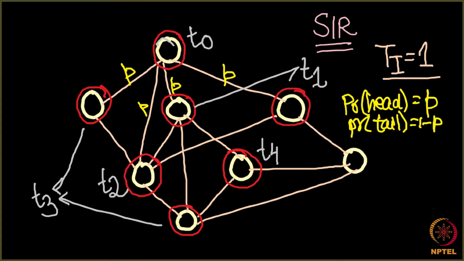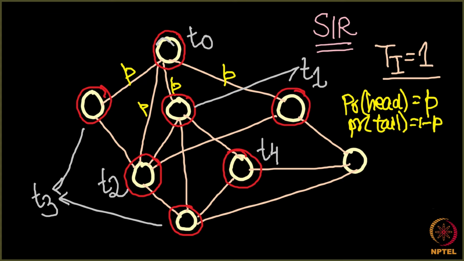Now, the percolation model asks you the question: can you remove this notion of time from here? It seems to be a very dynamic process. Everything is running dynamically: time 1, time 2, time 3, time 4. Can you make it static?